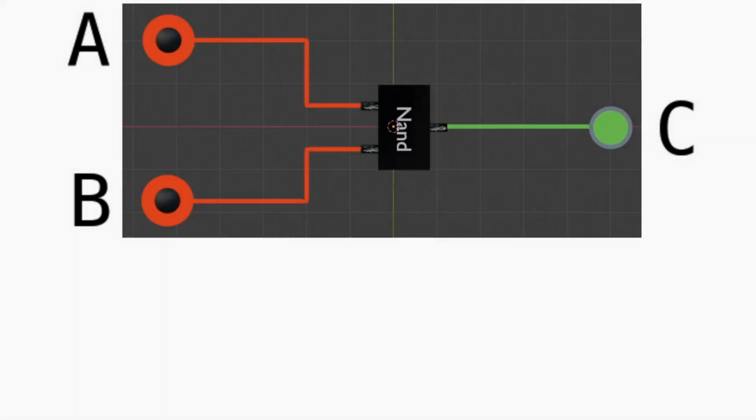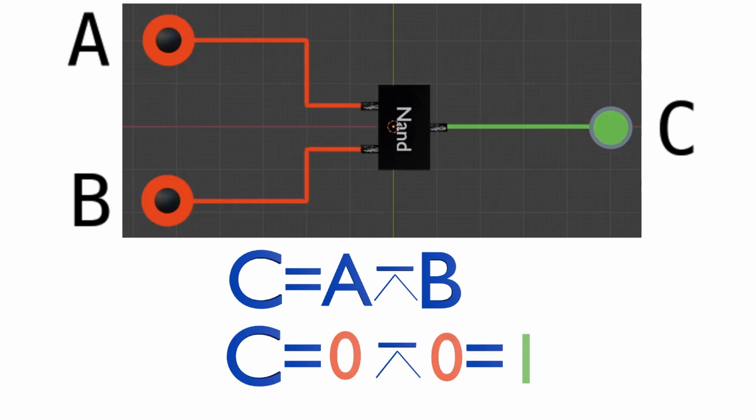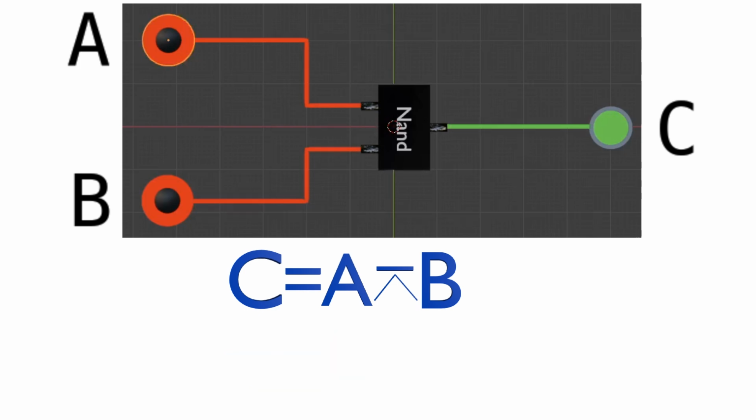This is the basic circuit with the NAND as the central circuit. As we already know, this circuit can also be represented as the following equation. We can now substitute 0 and 1 for A and B respectively and get these four equations.